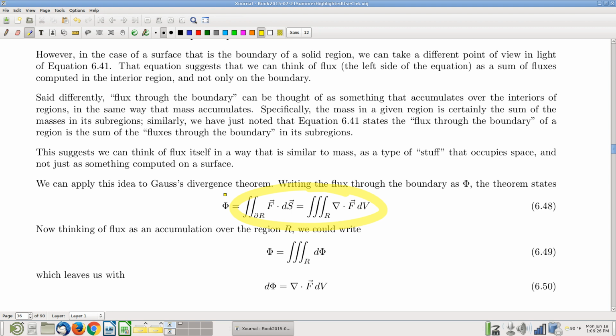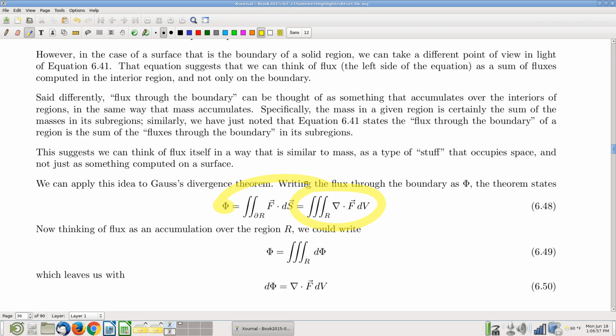Remember, flux through a boundary is equal to the triple integral of divergence over the solid. And I want to start by reinterpreting that. Well, first of all, the flux that we're computing, I'm going to use this notation, capital Phi, to represent flux, just to give it a name. So let's reconsider Gauss's divergence theorem as this quantity called flux being this triple integral.